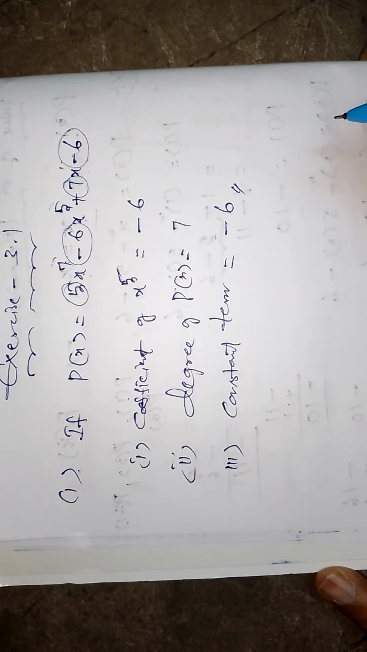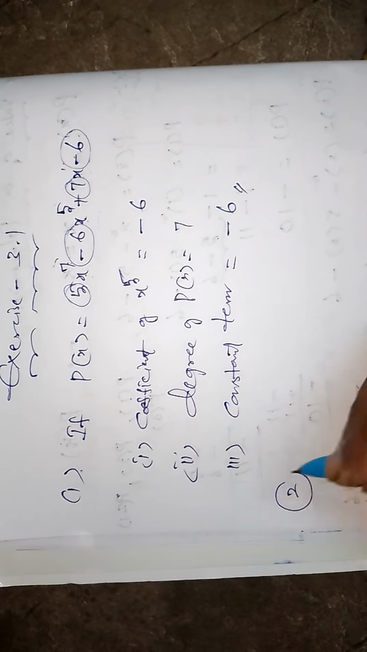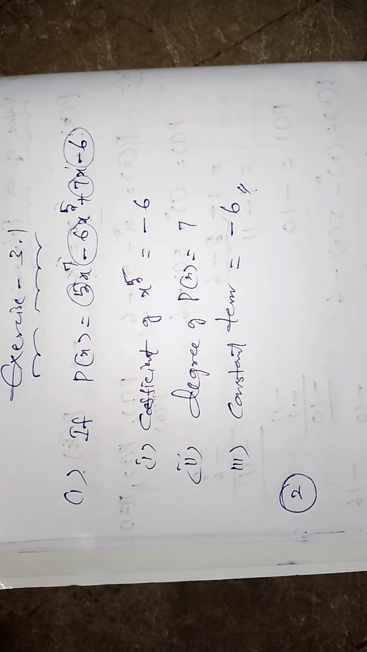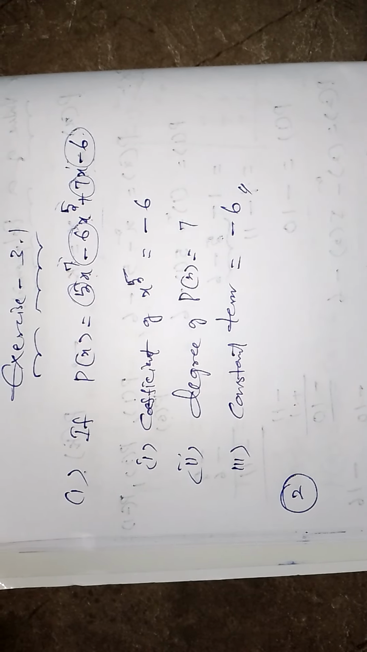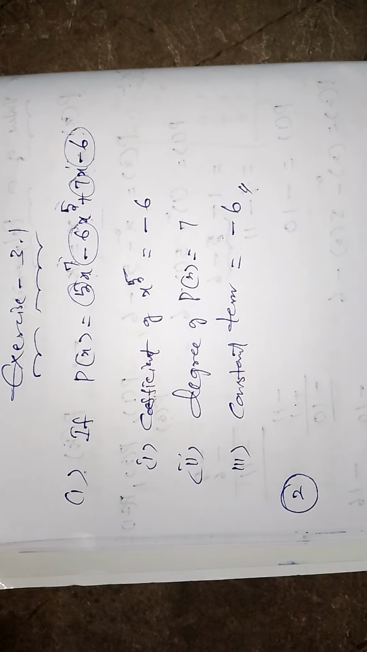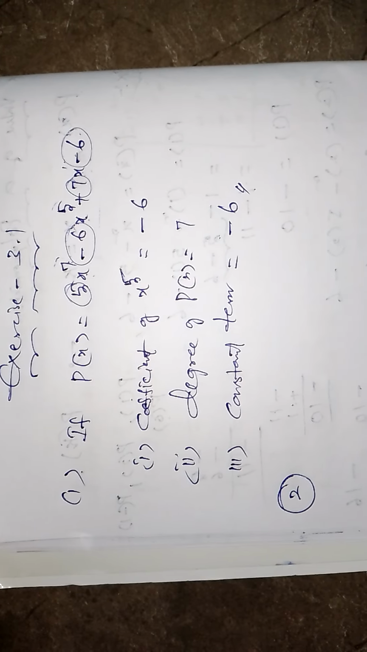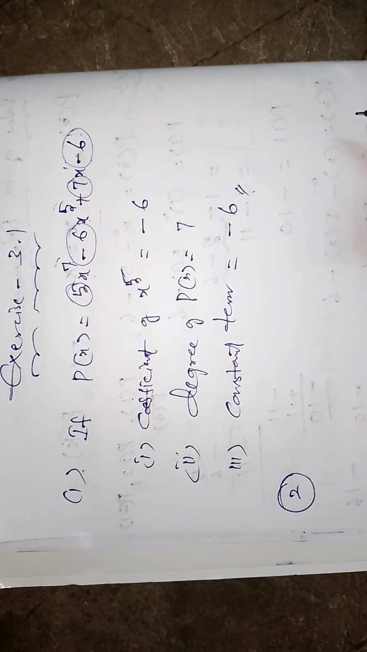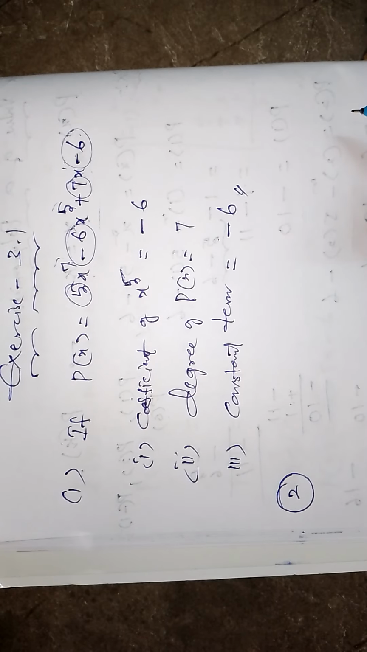Okay, next, second Roman. In the second Roman, they say: state which of the following statements are true and which are false. Give reason for your choice. Here they give some statements. We have to verify whether the statements are true or false, and give the reason, I mean justify the statement. So why it is true, why it is false, right? For a true statement, there is no need to give any reason. For a false statement, we should give the reason.